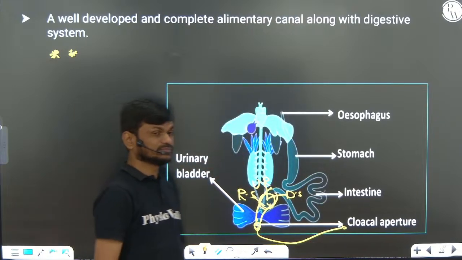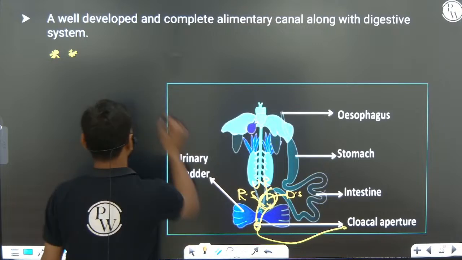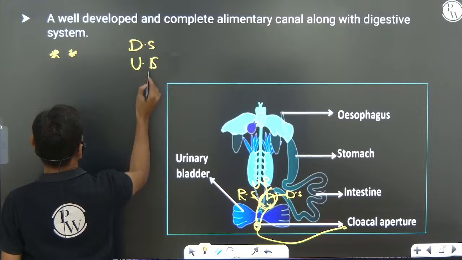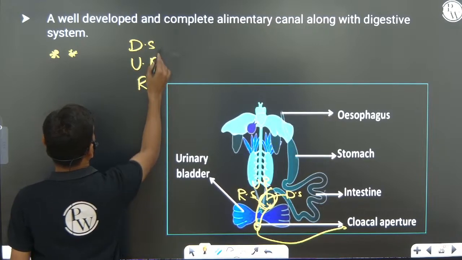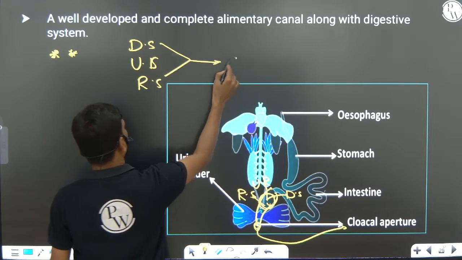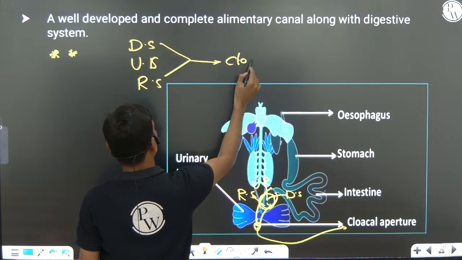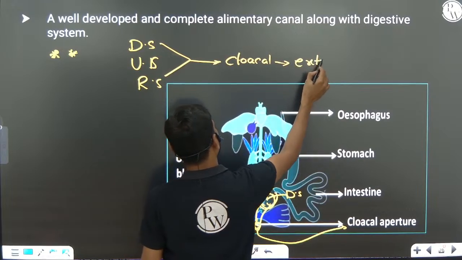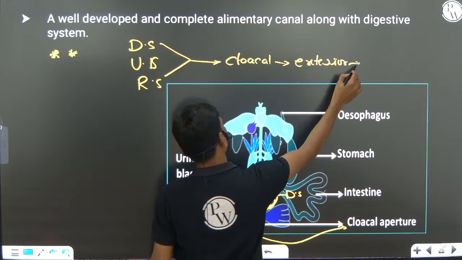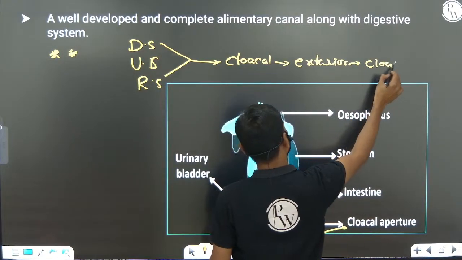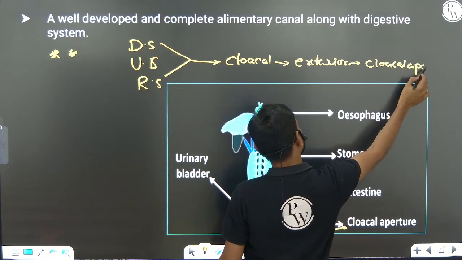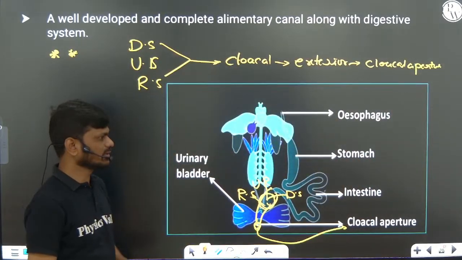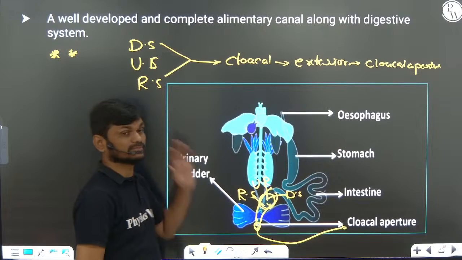Very, very important. There are three systems: digestive system, urinary system, reproductive system. These three systems open into a common chamber, the cloaca or cloacal chamber, which opens to the exterior by the cloacal aperture. Okay, so this is a very, very important point related to this.